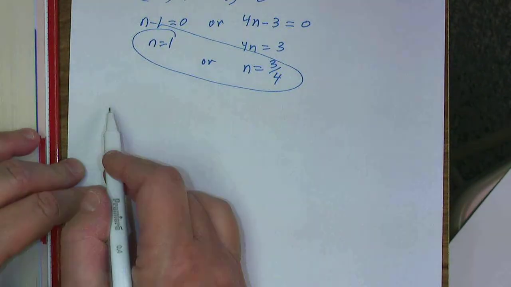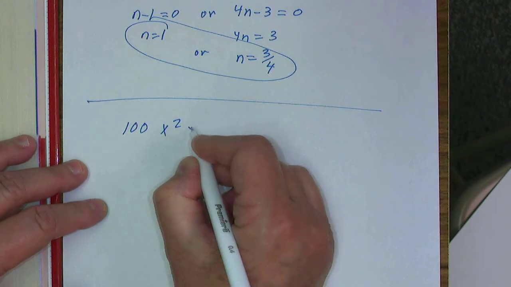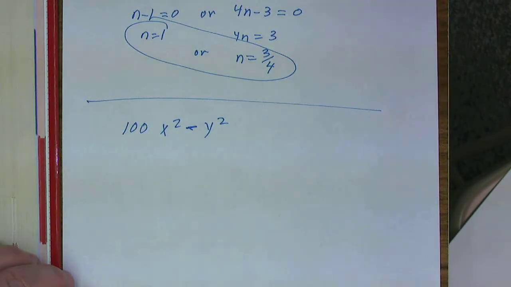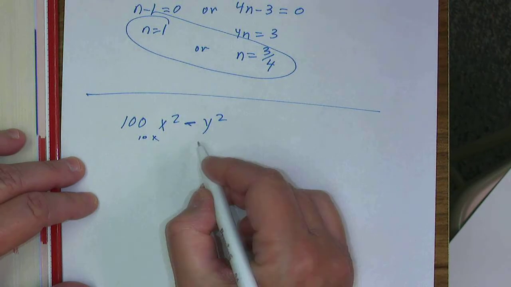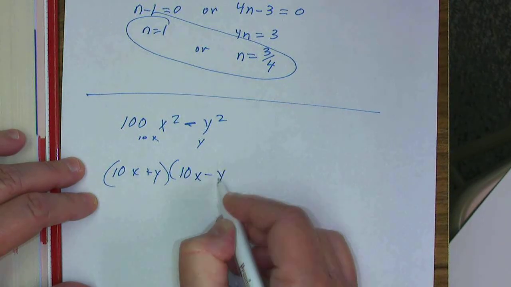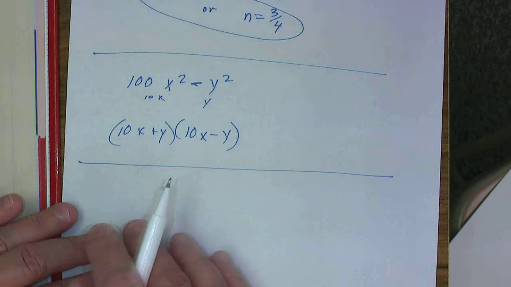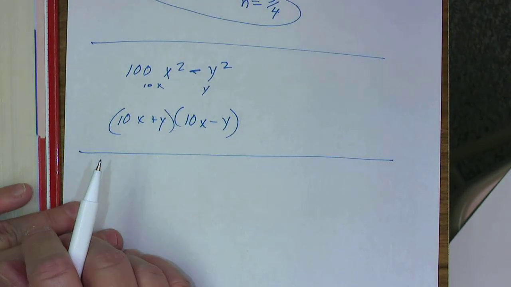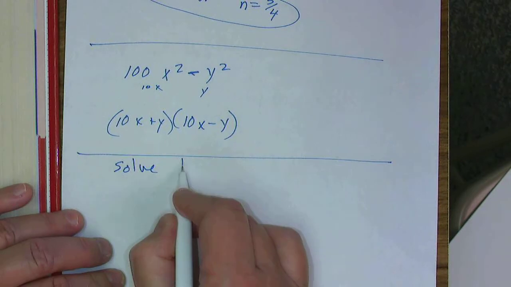Factoring special products or solving. If you have this problem, 100x squared minus y squared, you recognize that those don't have a GCF, but they're perfect squares. 10x is the square root of the first, and y of the second. It's 10x plus y times 10x minus y. That's factoring what's called the difference of squares. Let's find a couple of problems to solve, and it's by factoring.